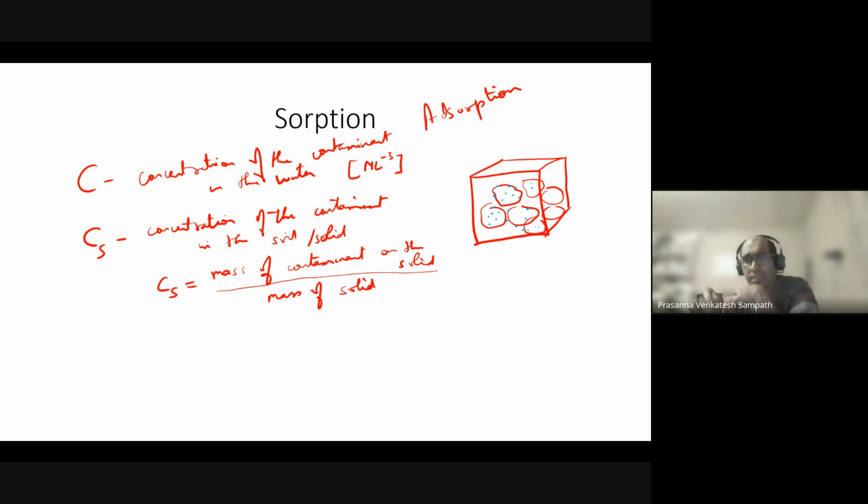So the CS cannot be directly used in that equation along with C, right? Unless I have it in the same dimensions, ML^-3, it becomes difficult to incorporate it into the equation. So what do I need? If I multiply this, what do I multiply it with?